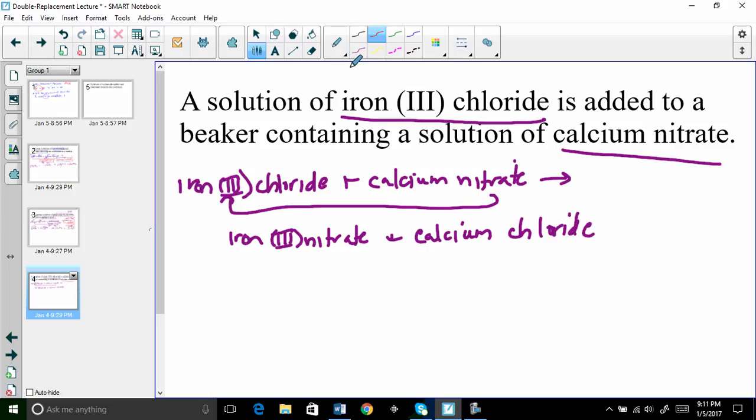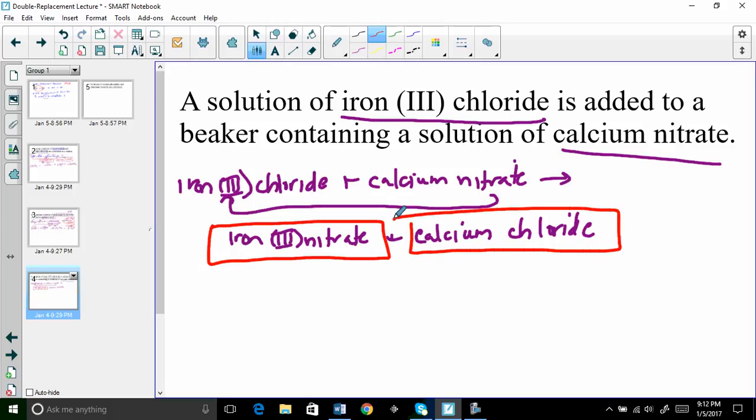I'm going to grab this red pen. You do not have to do this. Here are the two products. Neither of those is water. Now we have to check for a precipitate.